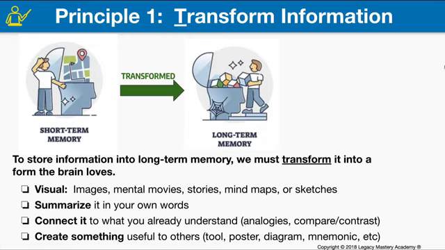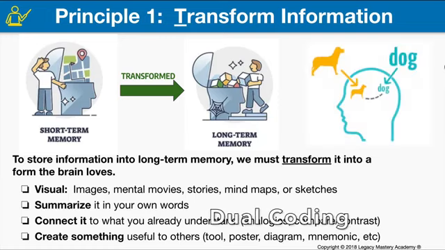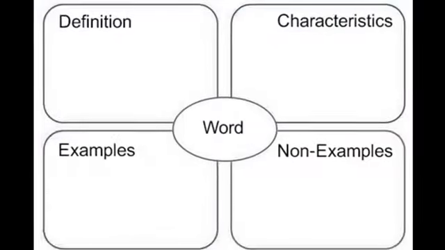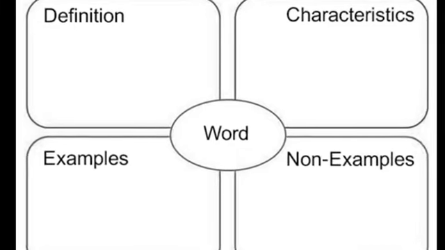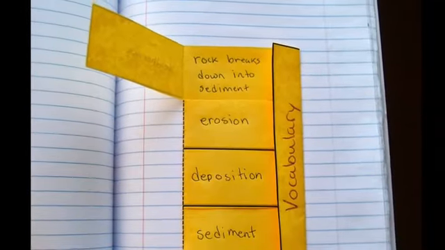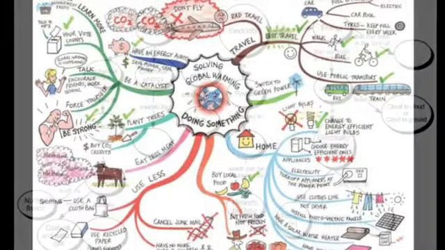The more senses and connections they can make with the information, the better. This is known as dual coding. When students learn vocabulary, for example, they can use Frayer models, foldables, concept maps, or mind maps.